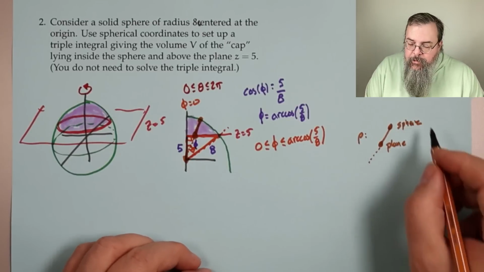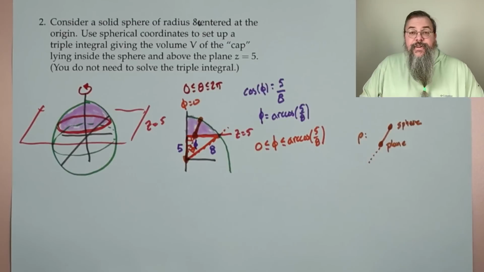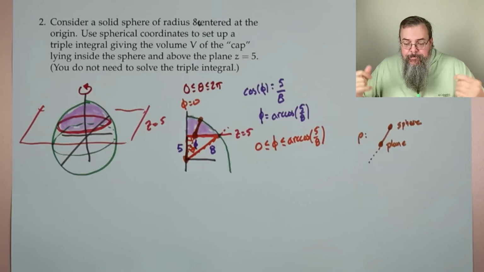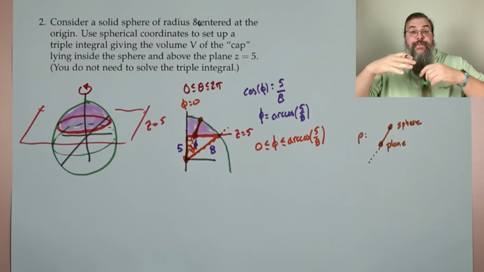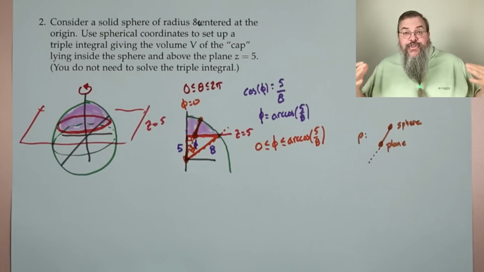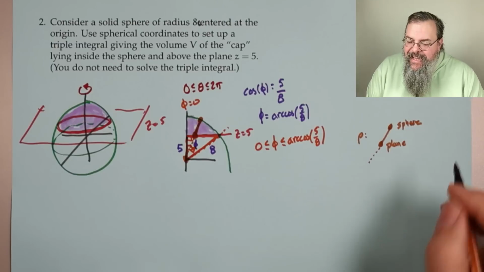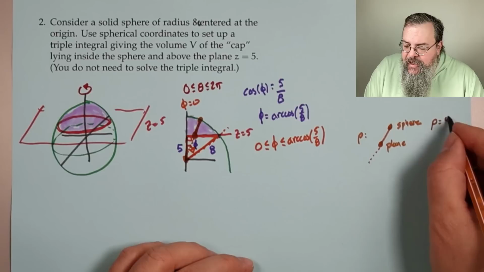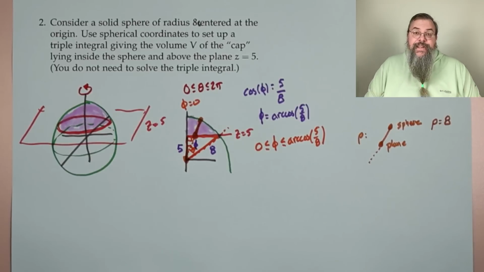Now, we have to express this in terms of rho, phi, and theta. Well, for the sphere, that's not too bad, because it's a sphere. Spherical coordinates, spheres, should be pretty simple. And so the sphere is just rho equals 8. Sphere of radius 8. Now what about the plane?